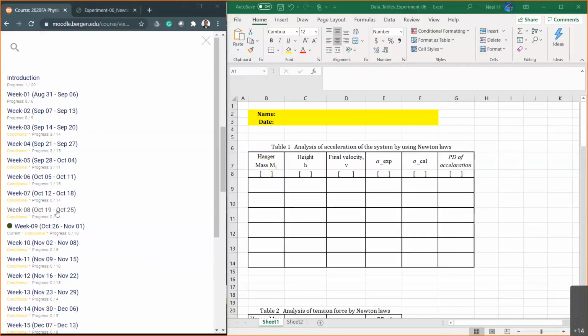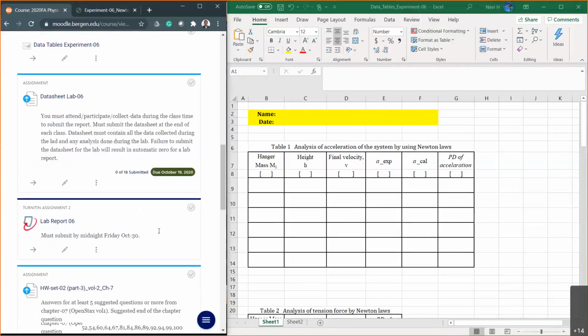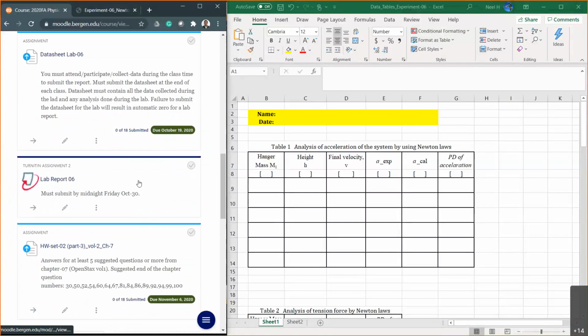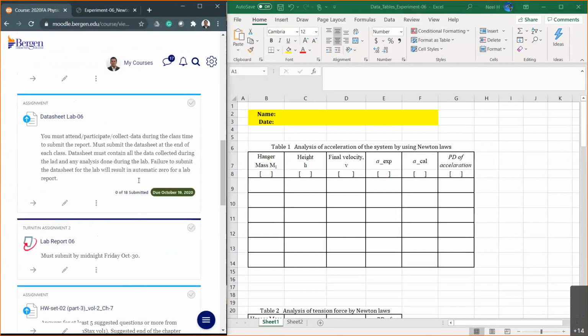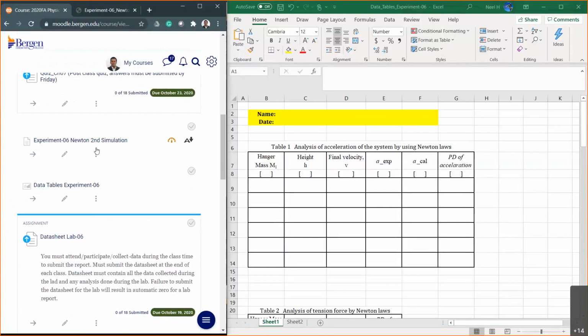We are on week number 8, so we are just halfway done the semester. All right, so experiment number 6, we're going to take a look at Newton's second law. You can download the lab manual and the data sheet.